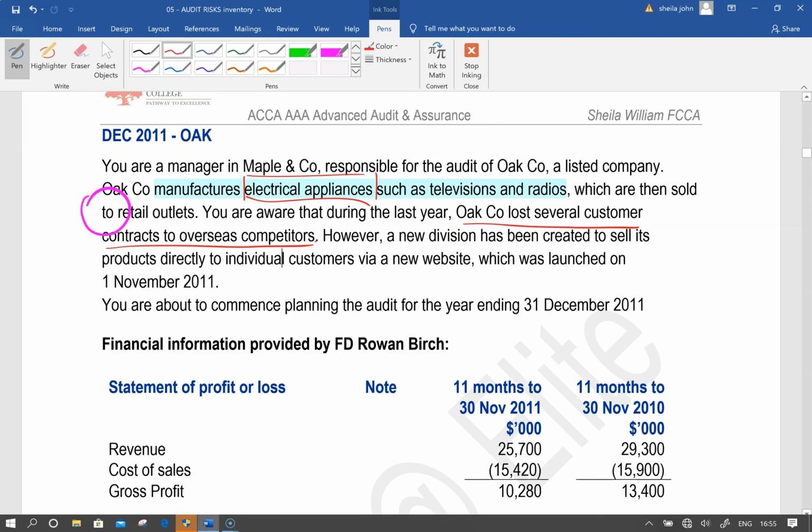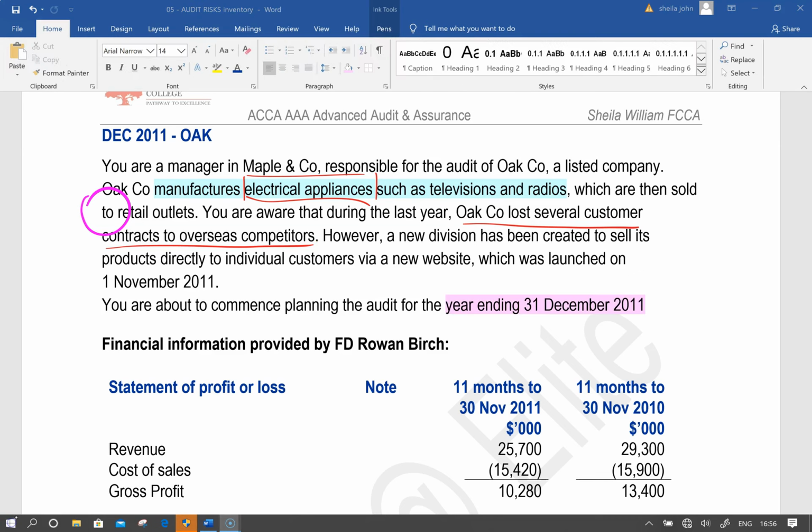However, a new division has been created to sell its products directly to its individual customers via a new website, which was launched on 1 November 2011. Now, this is a December 2011 question, so it's about 2 months before the year end. You're about to commence planning for the audit for the year ending 31 December 2011. So it looks like we're sitting for this particular exam 3 weeks before the year end.